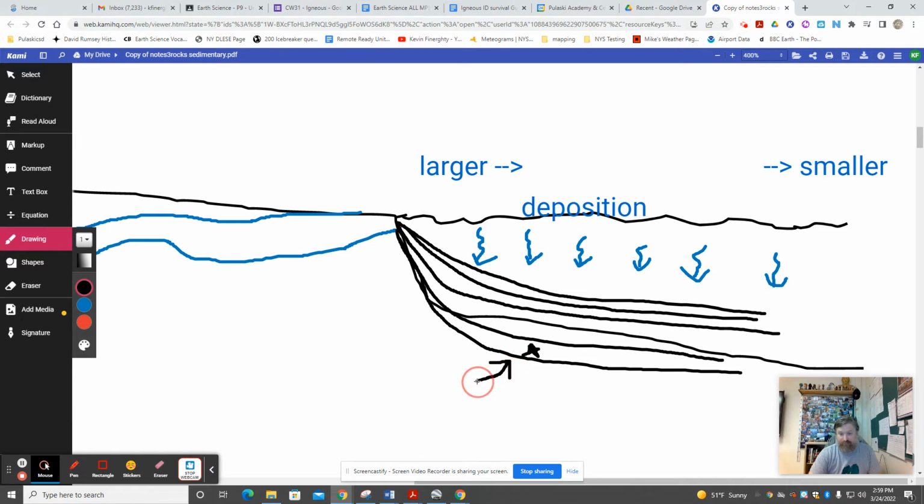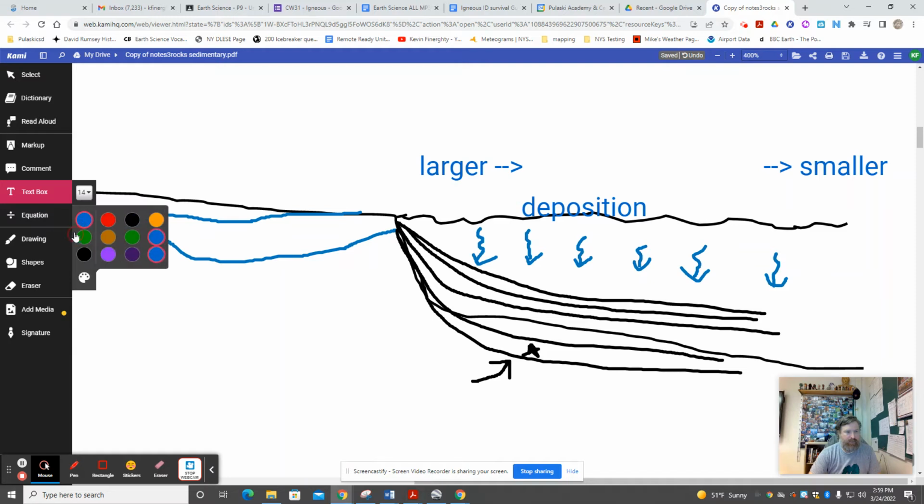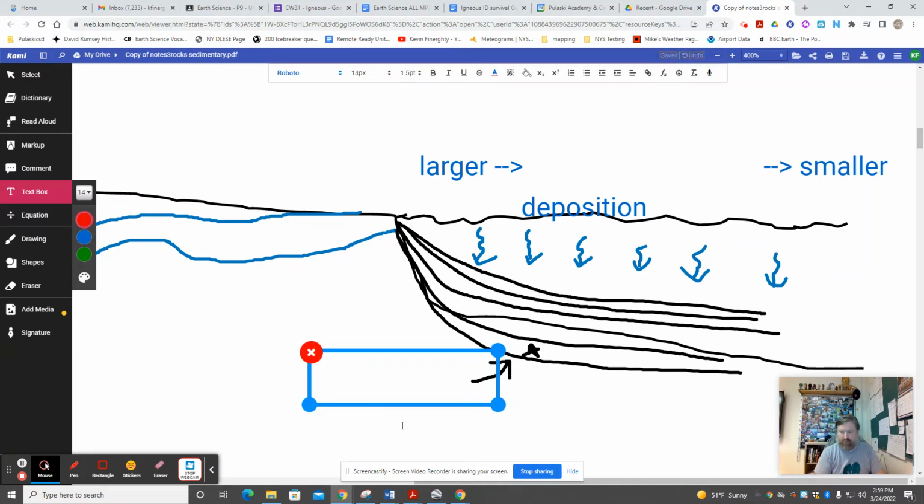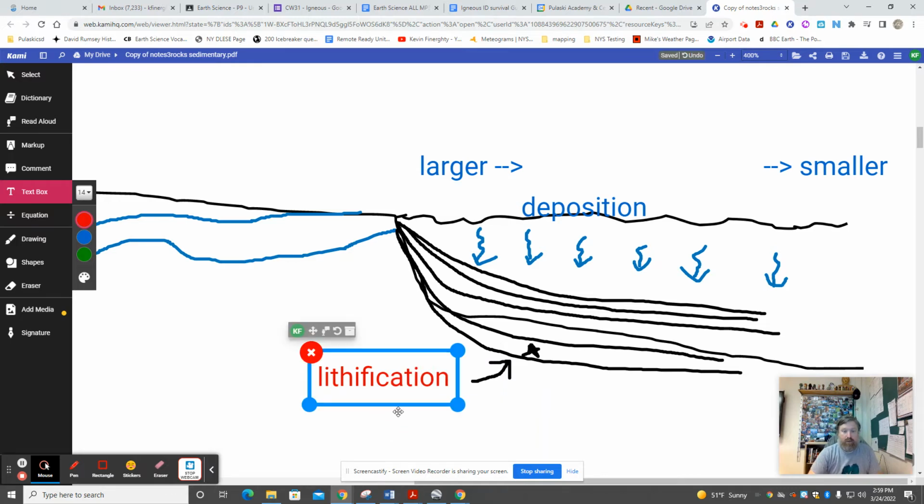We have a fancy pants name for that process. And don't be scared. I know big vocab words can be scary. I'm going to show you where you can find it on the tables. You're going to be okay. Lithification. That term means that's the process where you go from sediment into sedimentary rock. It lithifies into that.